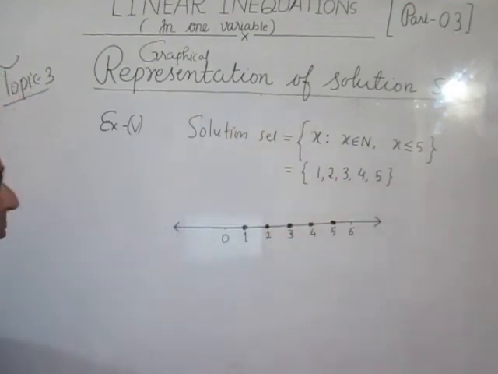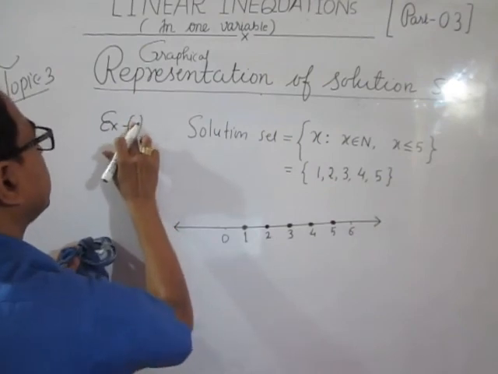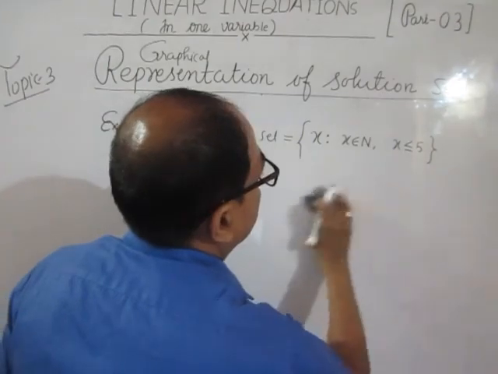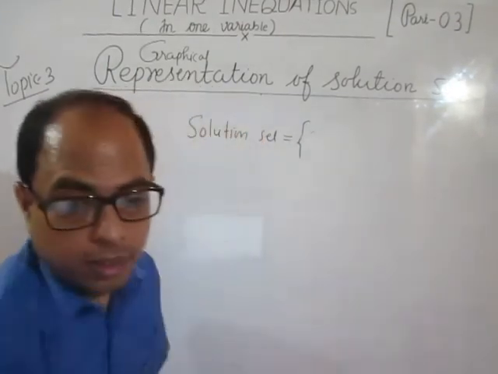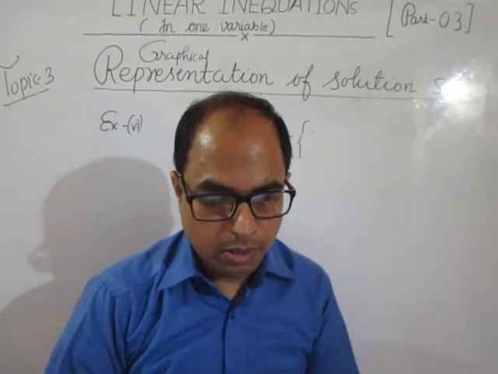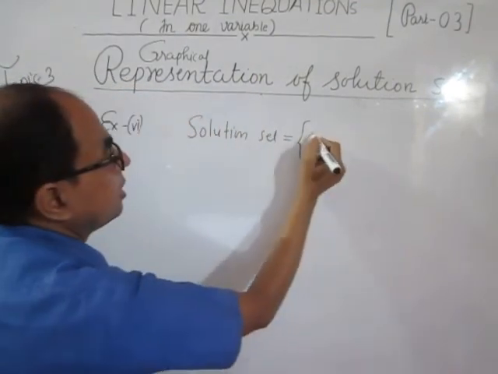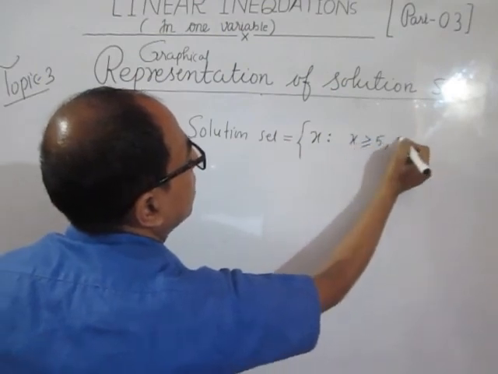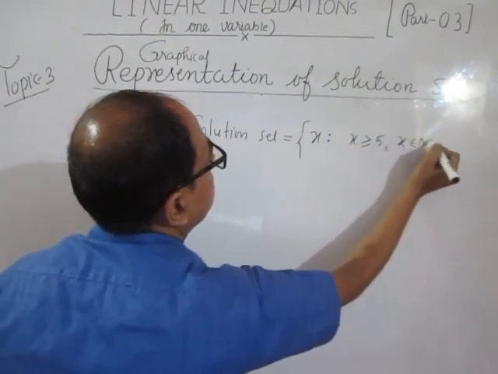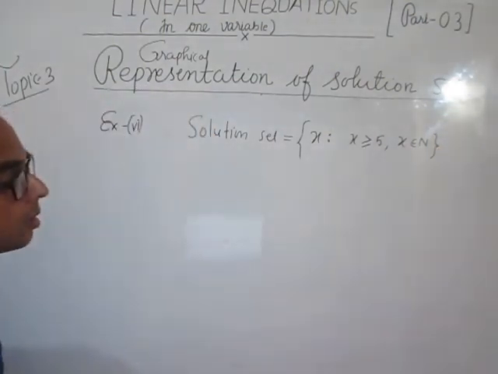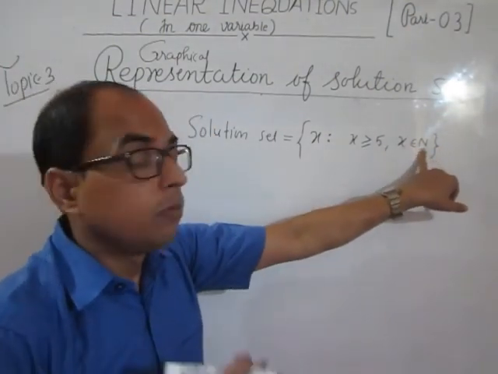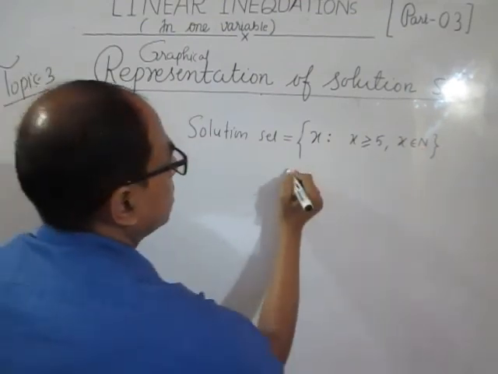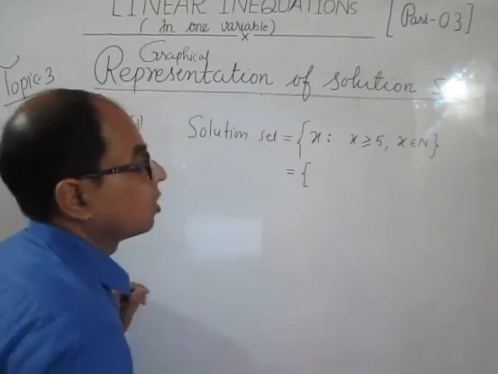Let me take another example. Example 6. Now suppose the solution set is given: x such that x is greater than or equal to 5 and x belongs to natural number. Now this time also the replacement set is natural number. That means we can make the list of all natural numbers which are greater than or equal to 5. So write this solution set in roster form.